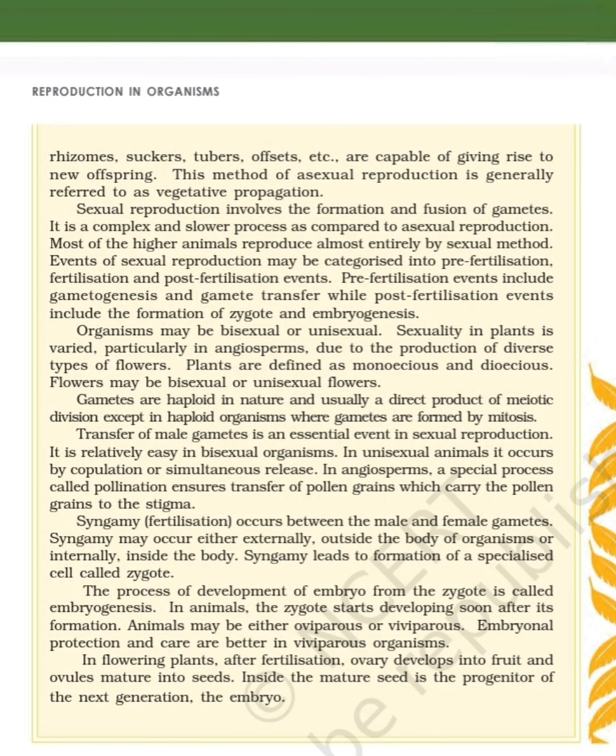In animals, the zygote starts developing soon after its formation. Animals may be either oviparous or viviparous. Embryonal protection and care are better in viviparous organisms. In flowering plants, after fertilization, ovary develops into fruit and ovules mature into seeds. Inside the mature seed is the progenitor of the next generation, that is the embryo. That is chapter 1.